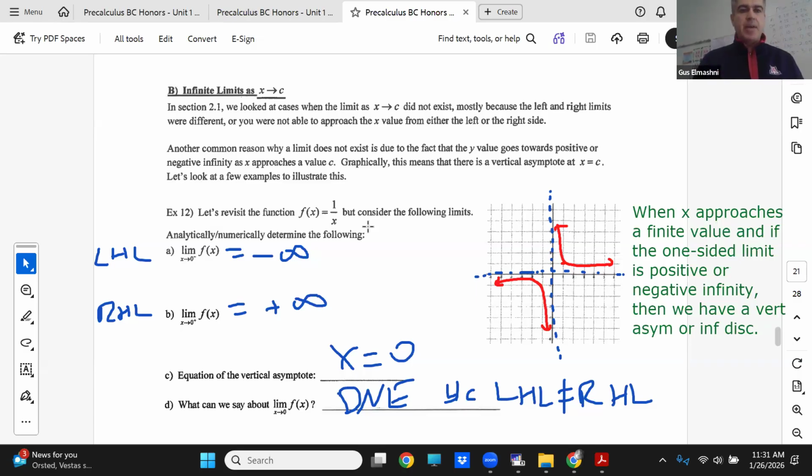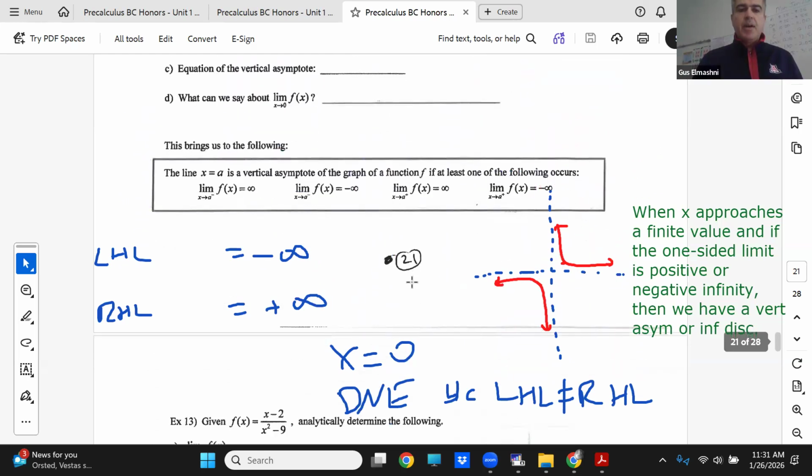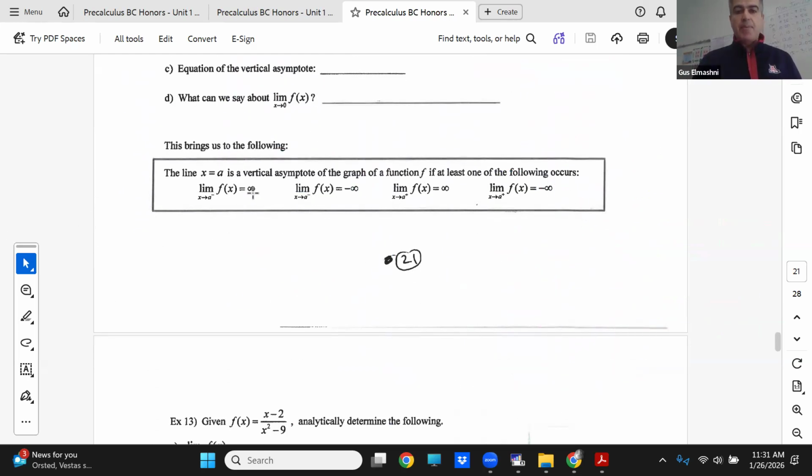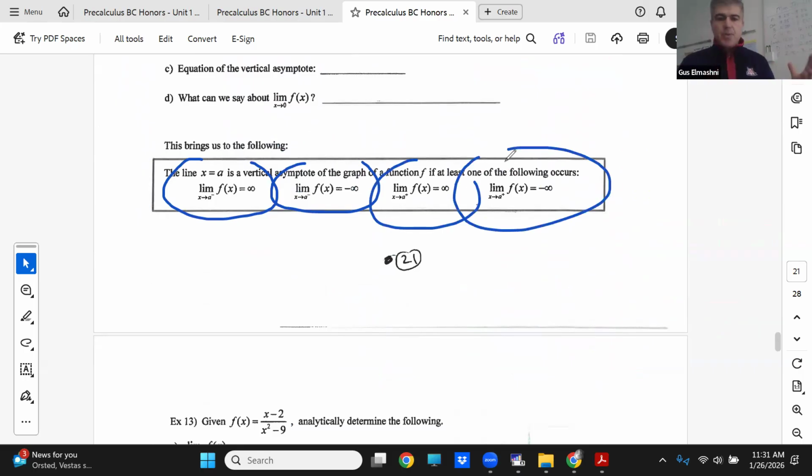And rational functions have that often, right? So you don't need all of this to happen, by the way. It just needs to happen at least once. As long as it happens at least once, and it could be going up or down, it doesn't really matter, that will be a vertical asymptote.